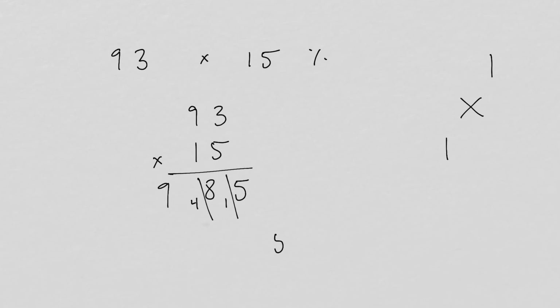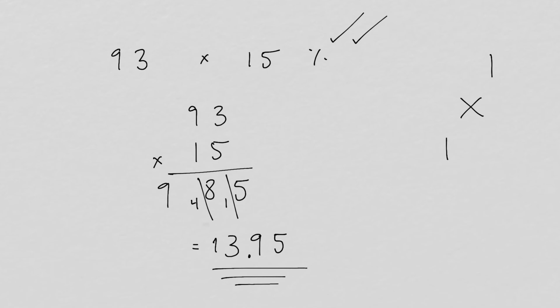Starting at the right, we have a 5, 8 and 1 give us 9, 4 and 9 give us 13. Don't forget, since we're using this decimal, we need to bring that dot in 2 places. So there it is. We get our answer 13.95.